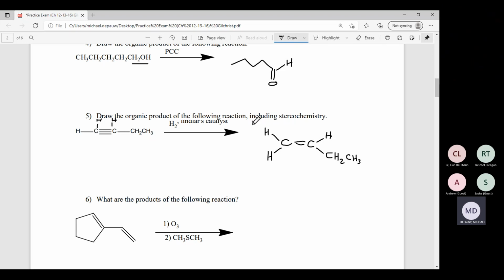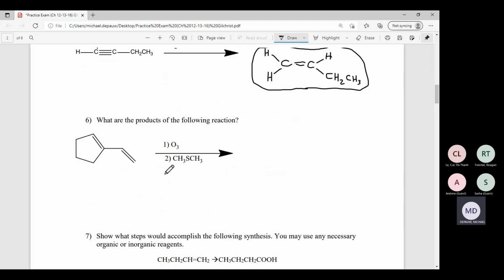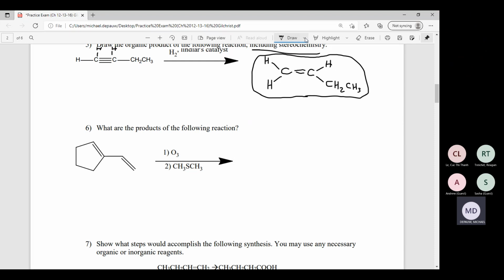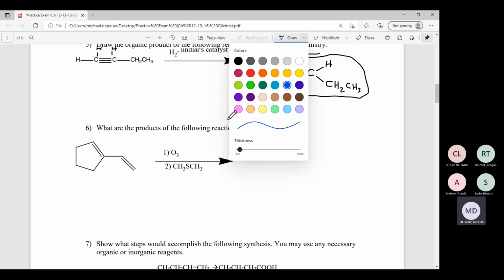Sometimes the Professor Gilchrist likes to throw this including stereochemistry stuff, and there's no actual stereochemistry to show. This just goes to prove that Dr. Gilchrist is evil. No, I'm just kidding.